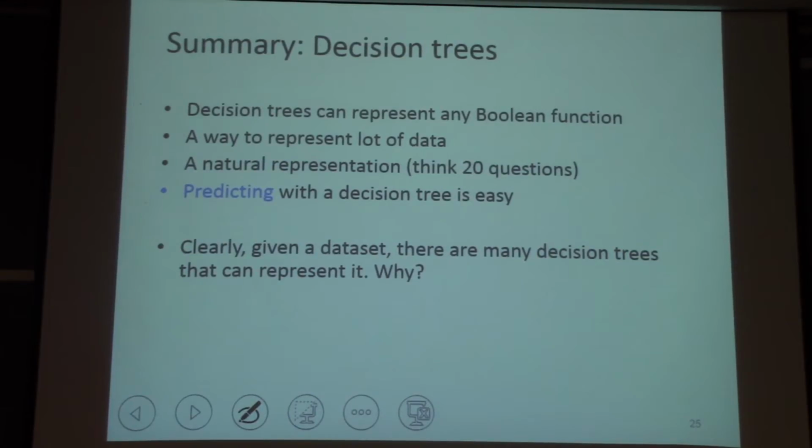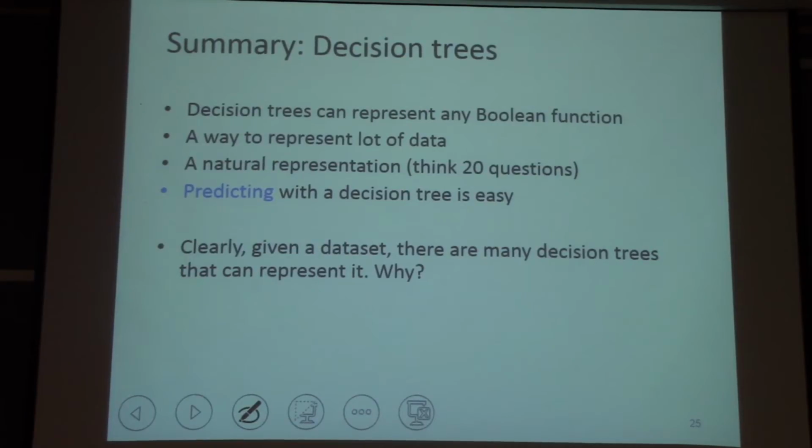And I like to think of decision trees as playing a game of 20 questions. You start at the root and you keep asking questions, and at the end of the game you have an answer. The answer is the label. And so predicting with a decision tree is trivial. You just keep answering those questions. You just need to walk from the root of the tree to the leaf.